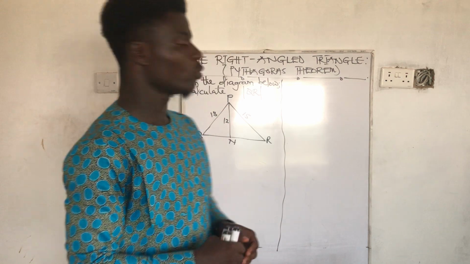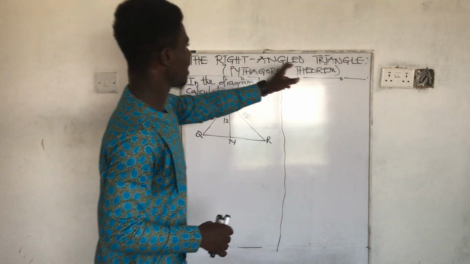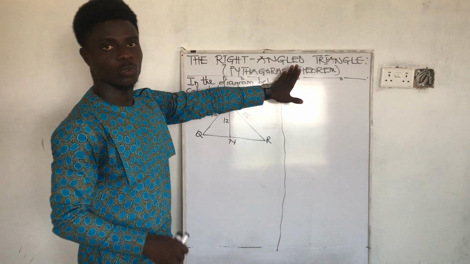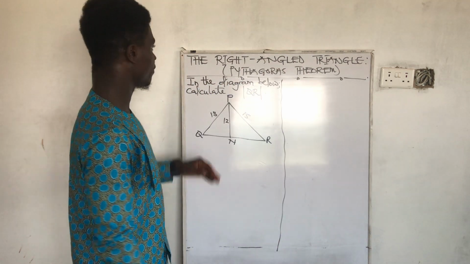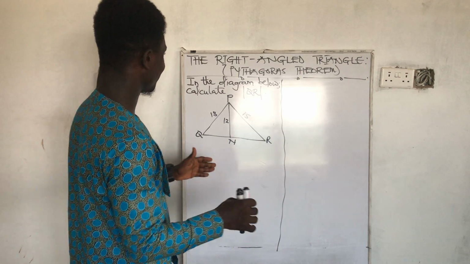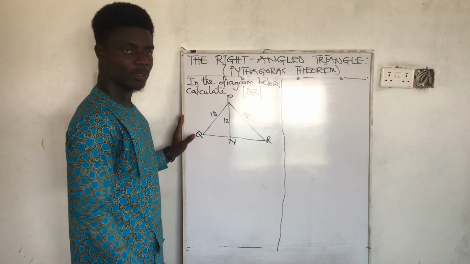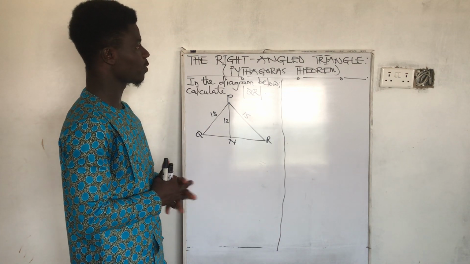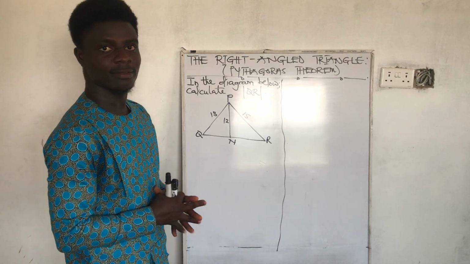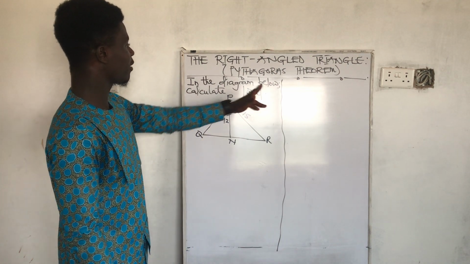Alright, we are continuing with our JHS 3 topic, which is the right angled triangle, known as the Pythagoras Theorem. So now we have an example here. We are still solving examples of what we did the last time. So we have an example in the diagram below.